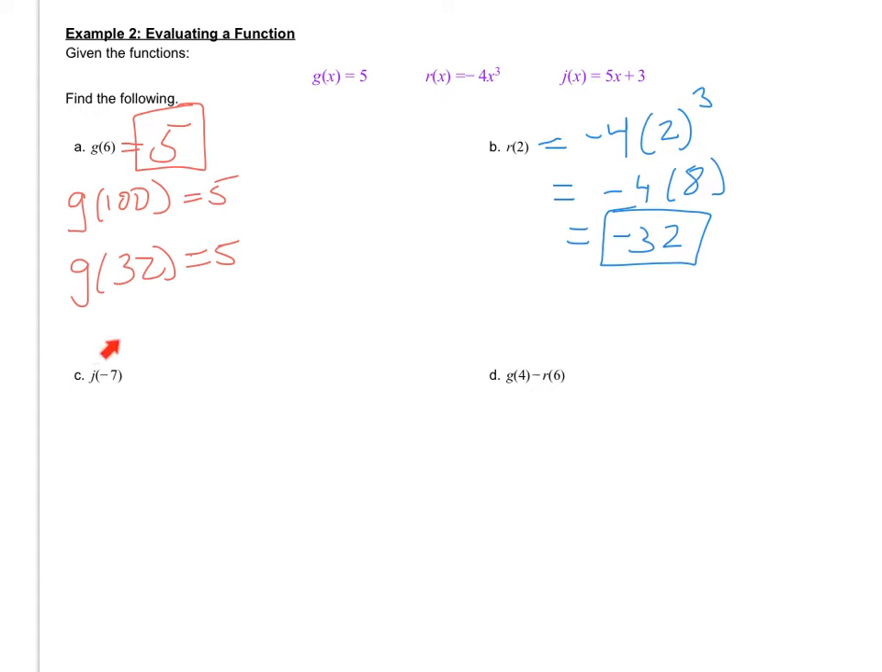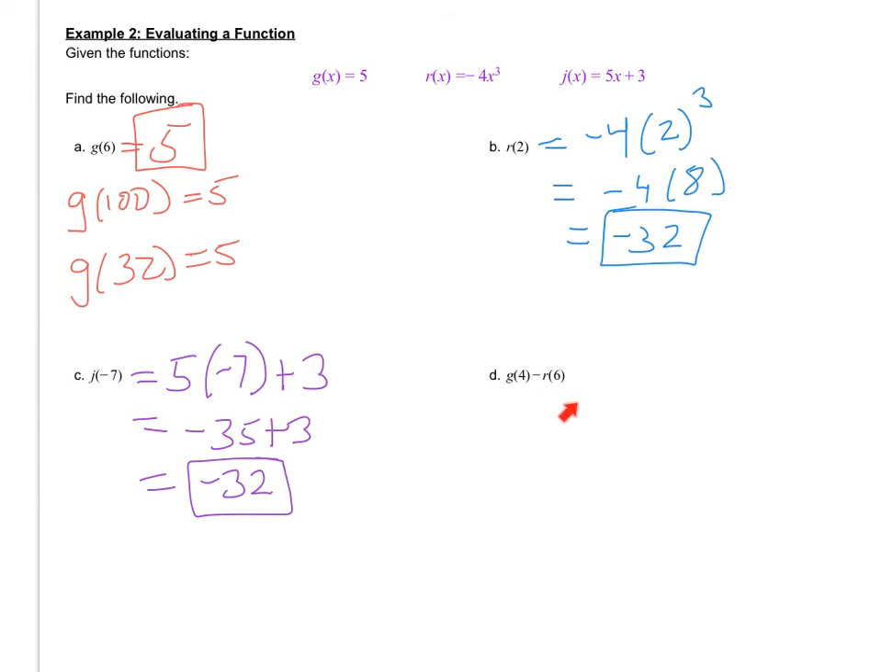Next, we're looking at letter C, which is j of negative 7. J means we're using the j function that's up here on the top, which is 5x plus 3. So we're going to come down here, and j of negative 7 is going to be 5 times negative 7 plus 3. 5 times negative 7 is negative 35, and negative 35 plus 3 will give us negative 32.